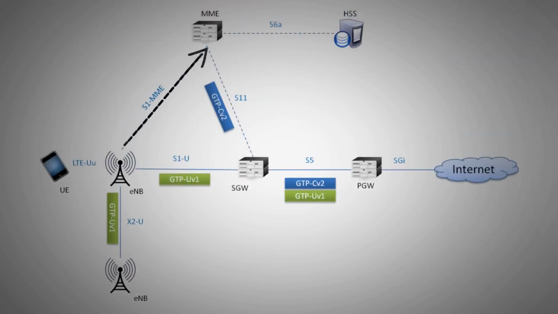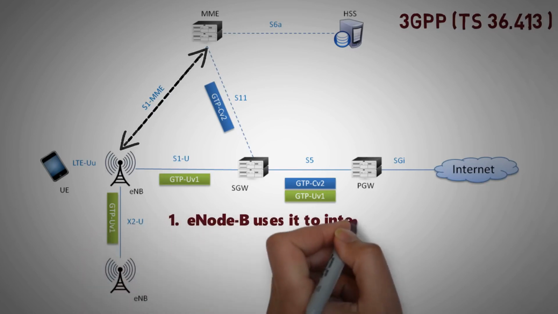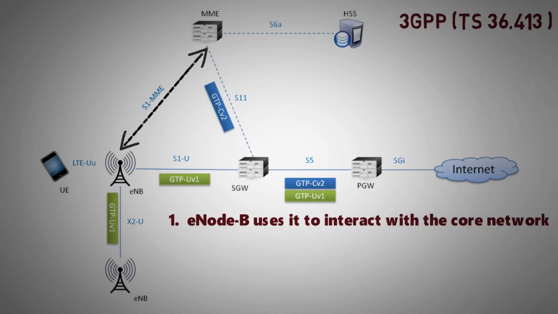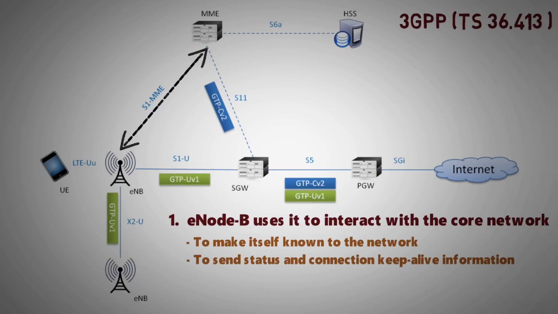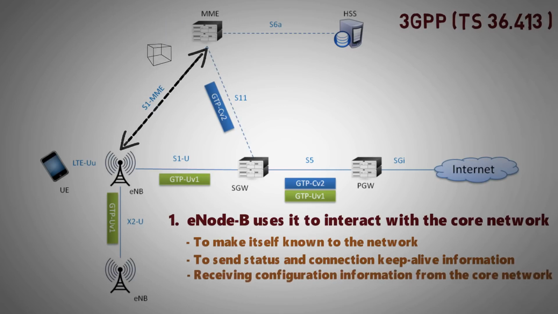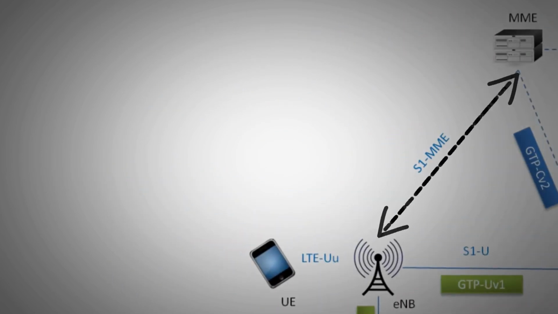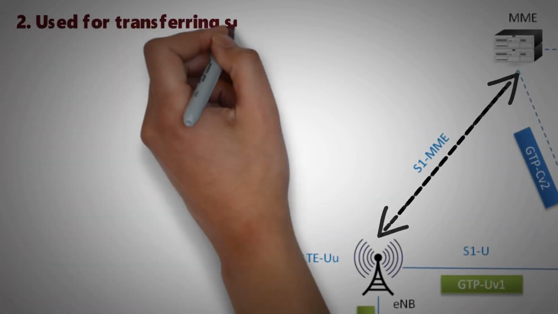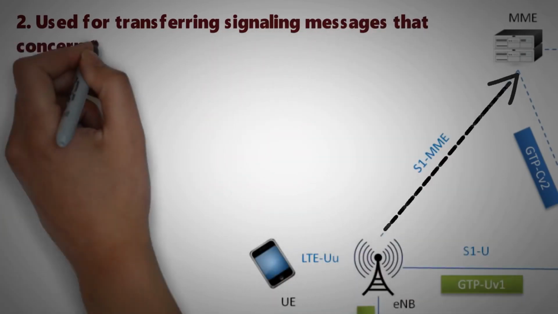The S1 control plane protocol, as defined in 3GPP, is required for two purposes. Firstly, the eNode B uses it to interact with the core network for its own purposes, that is, to make itself known to the network, to send status and connection keep alive information, and for receiving configuration information from the core network. Secondly, the S1-CP interface is used for transferring signaling messages that concern the users of the system.